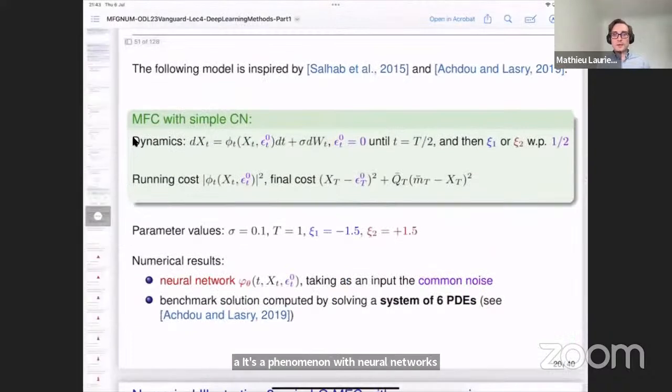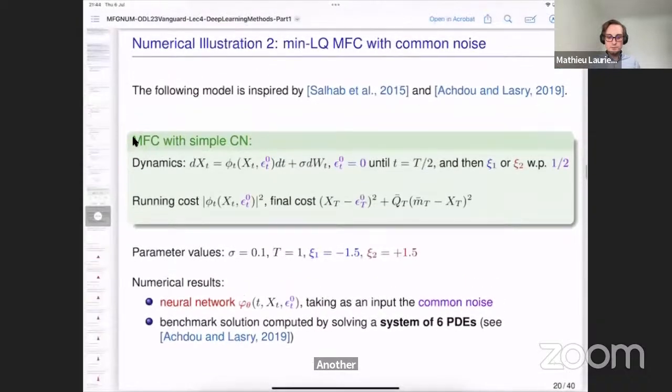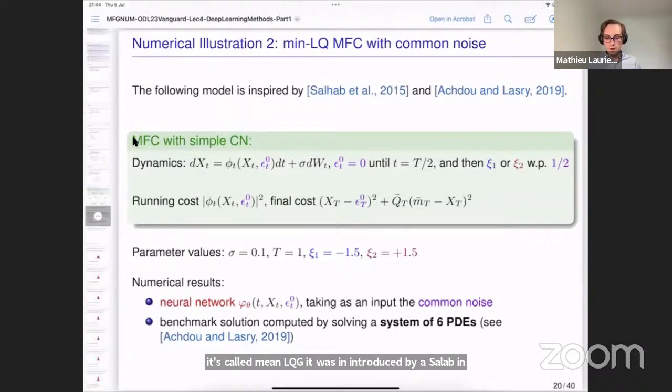Another example, which is not linear quadratic, but almost, is called mean LQG. It was introduced by Salhab et al. and Ron Malamé and co-authors. And here I use a version which is maybe a bit closer to the problem studied by Achdou and Laurière, in which you have a room with two doors, and the crowd wants to exit the room.